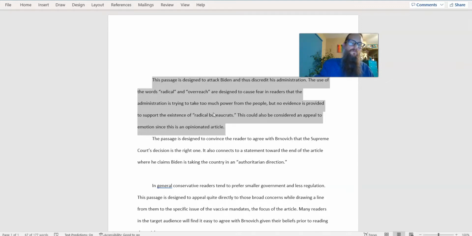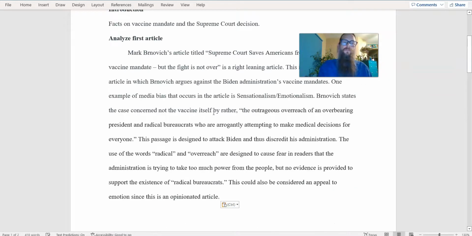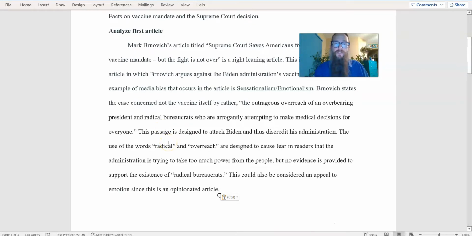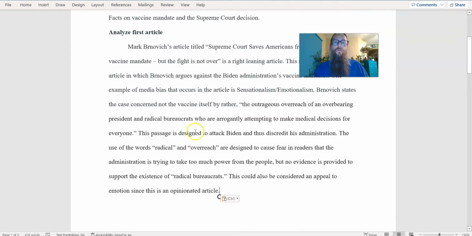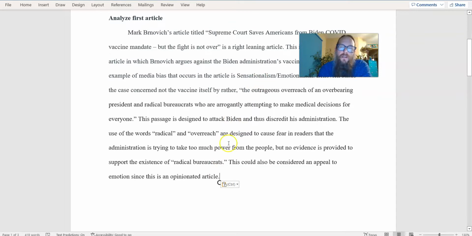Okay. So I'll move this over here so you can see it. You could see this as a response to that prompt. What is this passage designed to do? That's what analysis is. It's explaining how things work. This passage is designed to attack Biden and thus discredit his administration. The use of the words radical, and I won't read it out loud to you. That's terrible. But I'm explaining what specific things in the passage are doing and why they meet the criteria for sensationalism and emotionalism, right? He's trying to raise the temperature and kind of get the reader emotional about this decision.